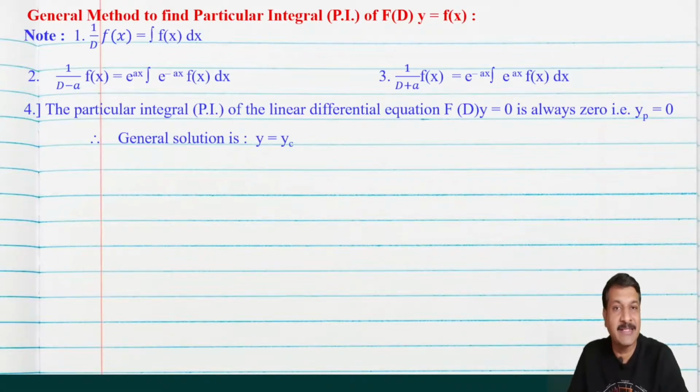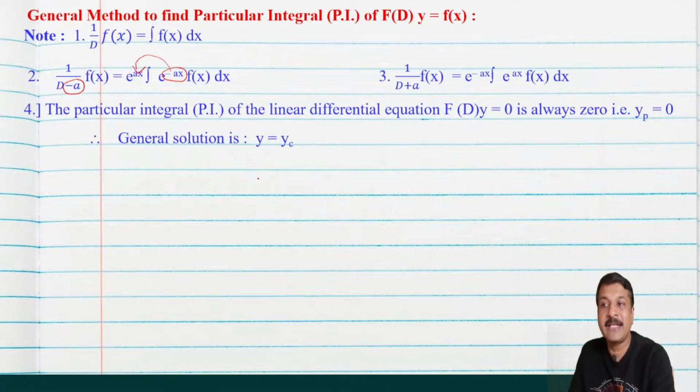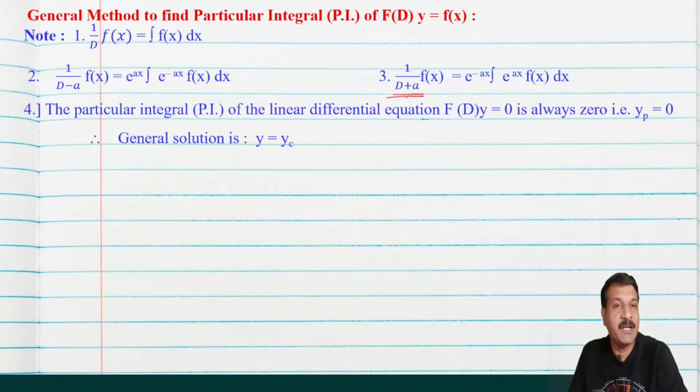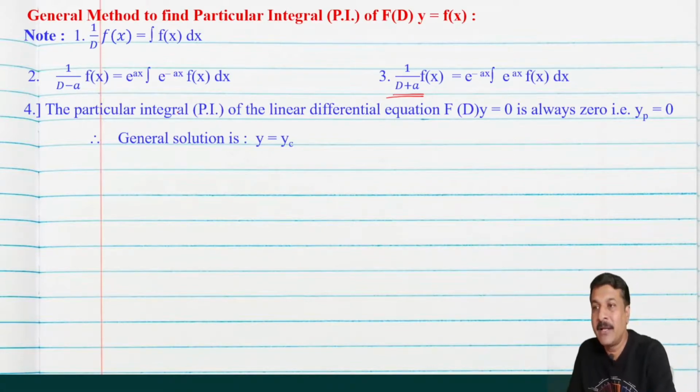Second, 1 upon D minus a of f of x equal to, note that here e raised to x and e raised to minus x, how they behave. Here it is minus ax, this minus, so that is why minus ax inside and plus x outside. So I can remember it easily: the same sign, means minus, then e raised to minus ax is inside, and e raised to x outside. If plus a, means D plus a, same sign inside, so e raised to plus ax inside, and opposite sign outside, e raised to minus x outside, into f of x dx.